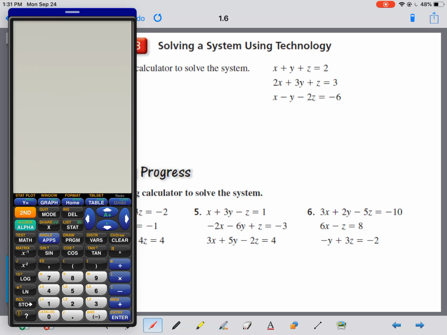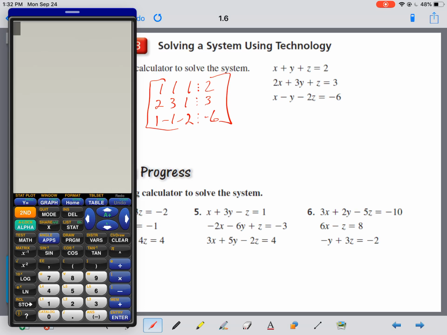So we got all our x's in a row, all our y's in a row, all our z's in a row, all our constants in a row. So our augmented matrix is 1, 1, 1, 2. And then we got 2, 3, 1, 3. And we got 1, negative 1, negative 2, negative 6. That's what we're going to put in as a matrix. Now we're not going to have the 3 dots. We're just going to enter those all in a row.